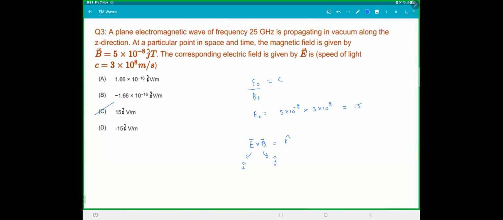Clear? So be careful, the minus sign will mess you up. 15 will come to everyone, but then you have to be careful with the directions. Let's see one more.